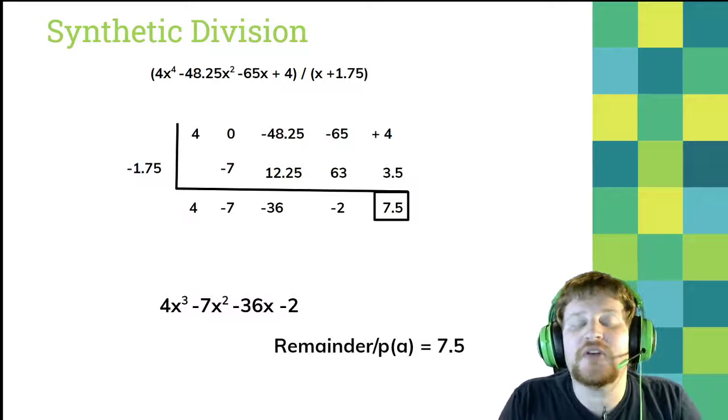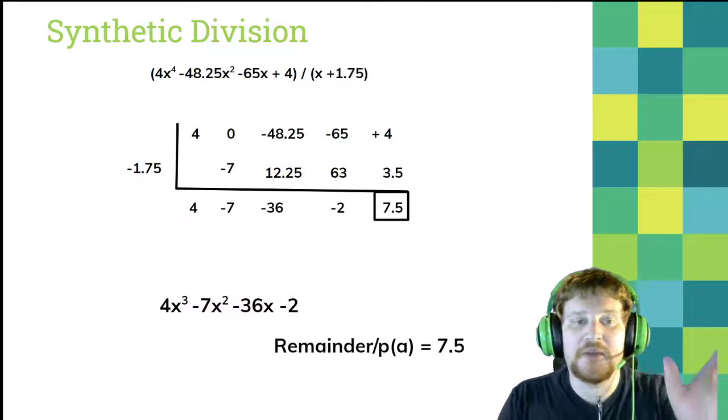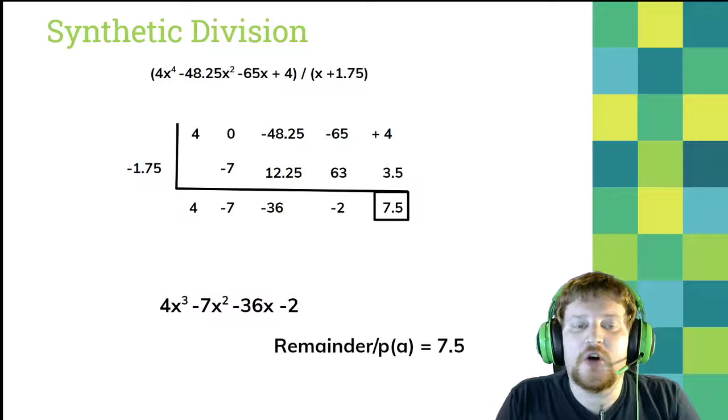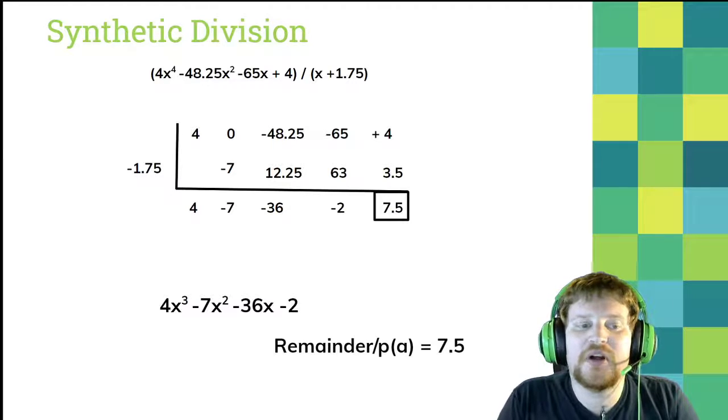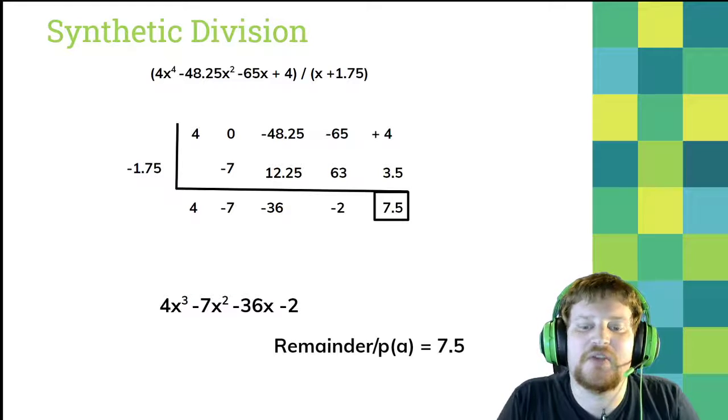Now what's really cool about synthetic division is you can actually use this to figure out what a polynomial equals when you plug in something specific for x. So in this case, if I wanted to know the big polynomial, the 4x to the 4th minus 48, etc., all the way down to plus 4, if I wanted to know what that was when I plugged in negative 1.75, then I could use this process of synthetic division, and that actually tells you that the answer is 7.5.